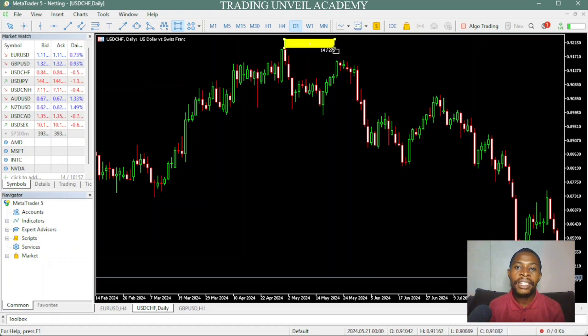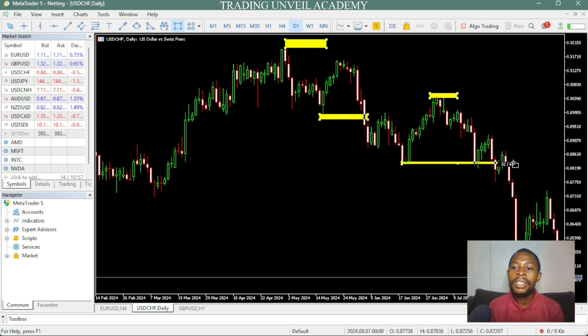After this high, the market comes all the way to the downside, taking this low. So after taking this low, I know that the trend of the market now is bearish. So this becomes a lower high, and this becomes a lower low.